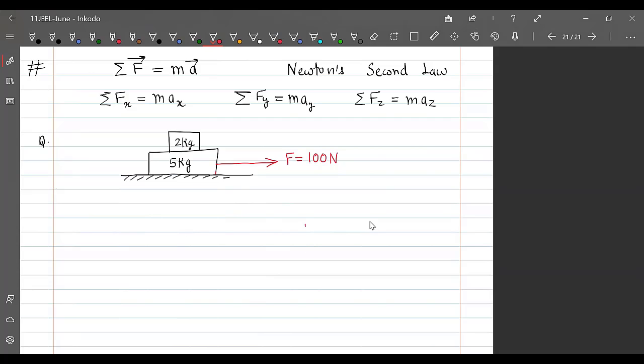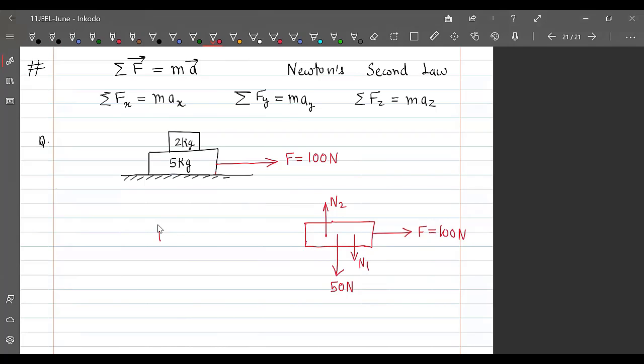5 kg वाले ब्लॉक का FBD बनाएंगे. So it will be like this. नीचे से कॉन्टैक्ट वैसे mg लगेगा पहले, तो mg that will be 50 Newton. फिर ऊपर से नॉर्मल फोर्स लगेगा 2 kg ब्लॉक वाले का, call it N1, और नीचे से नॉर्मल फोर्स लगेगा सरफेस का, call it N2, और आगे एक फोर्स लग रहा है F, that is 100 Newton.